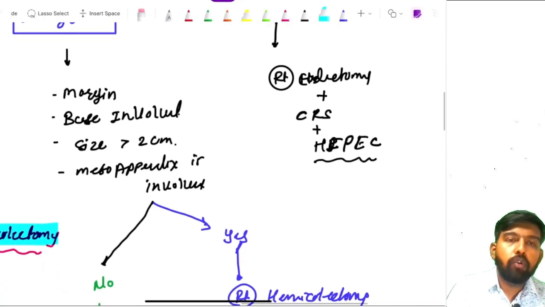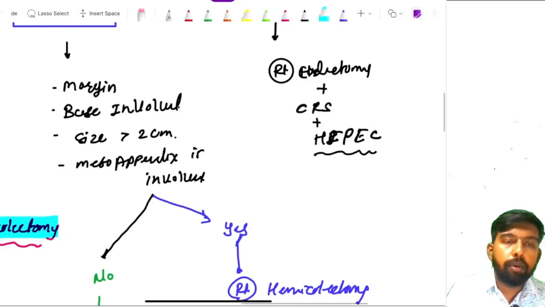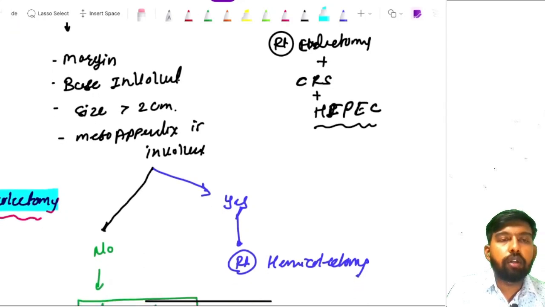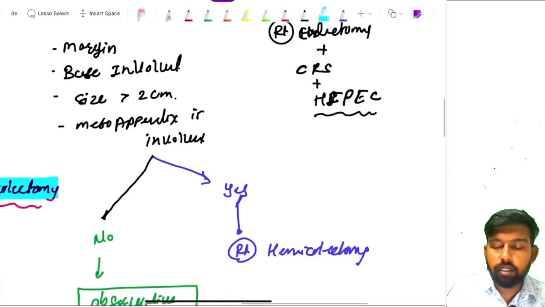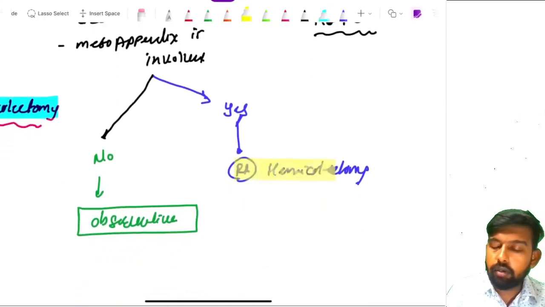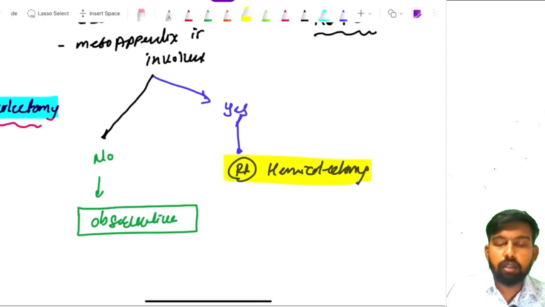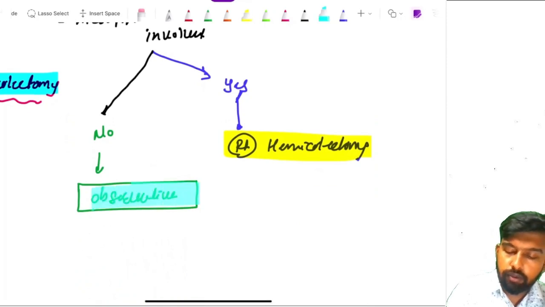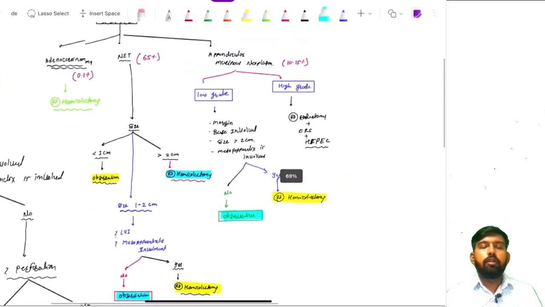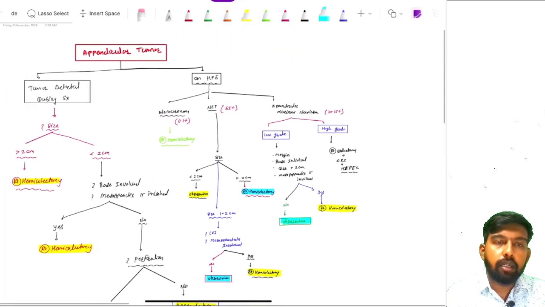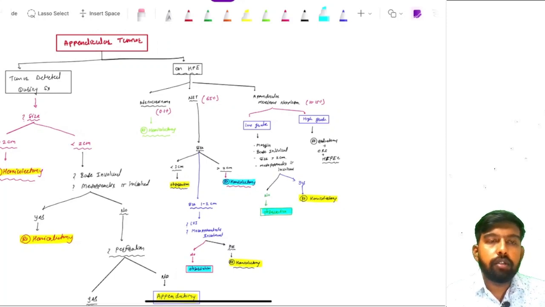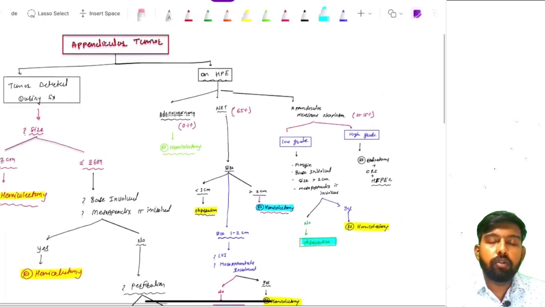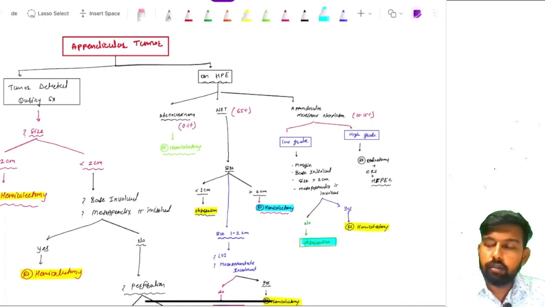And in case of a low grade tumor, we should look for the margins: whether margins are positive or not, whether the base is involved or not, whether the size of the tumor is more than 2 centimeters, and whether the mesoappendix is involved or not. If the answer to all these questions is yes, we should go for a right hemicolectomy. But if the answer to all the questions is no, then we should do observation. So this is all about the approach to appendicular tumors, whether found during surgery or on histopathological examination. Thank you.